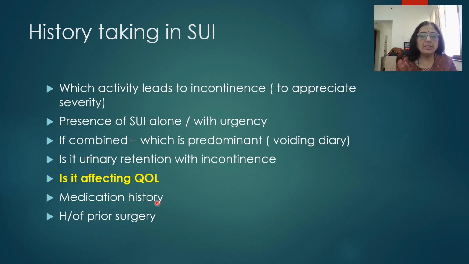Then any medication history: some antipsychotic drugs or some medications can aggravate this incontinence. Whatever drugs the patient is taking, we need to go through that also. Especially in India, we have to see whether she is taking any Ayurvedic or homeopathy medication also, which might be aggravating the symptoms. And whether there is any history of prior surgery for SUI itself or any other pelvic surgery or surgery for pelvic organ prolapse.